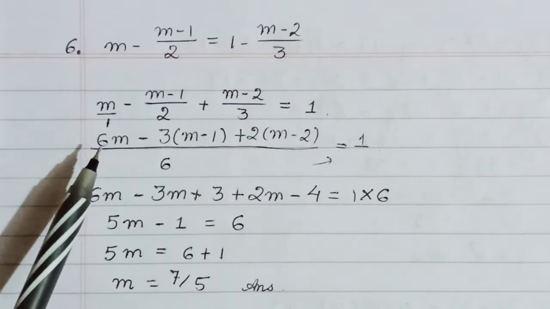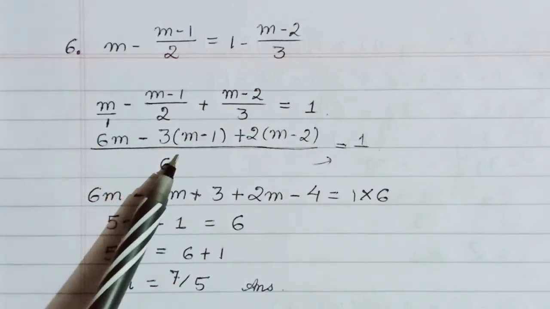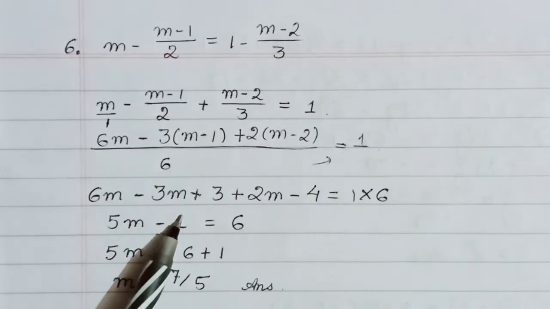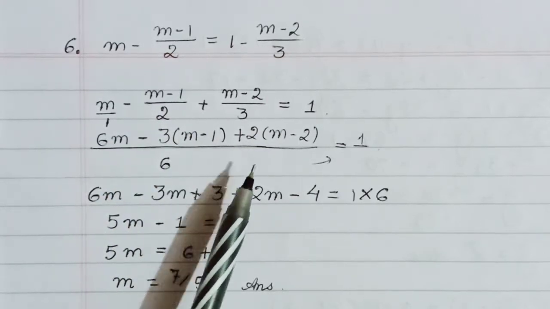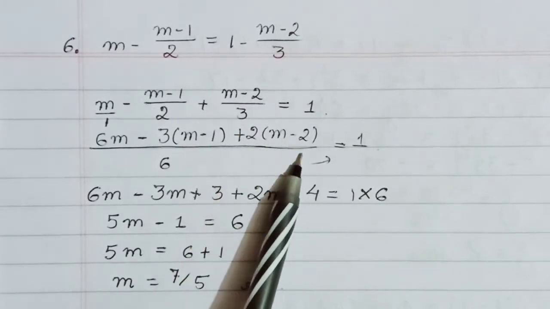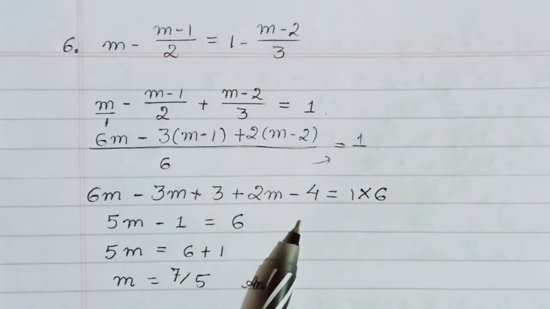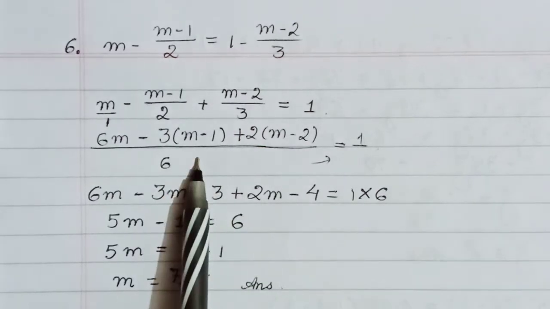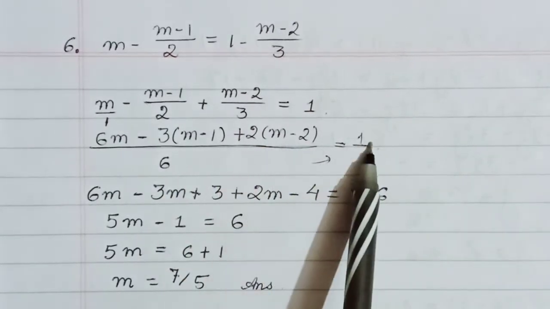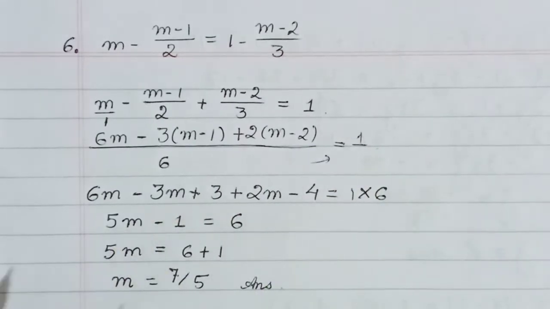Distributing it inside, this was 6m, and this minus 3 will be multiplied with m to give you minus 3m, with minus 1 to make it minus minus plus 3. 2 distributed inside gives you 2m here, and minus into plus, minus 2 2s are 4. Okay, this denominator also has to be removed, so we will multiply. It was dividing here, the other side it will multiply.